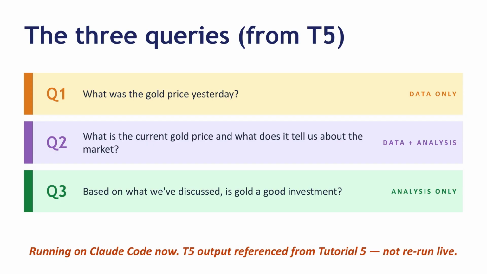Q1 is data only. What was the gold price yesterday? Q2 is data plus analysis. What's the current price, and what does it tell us about the market? Q3 is analysis only, using memory from Q1 and Q2. Based on what we've discussed, is gold a good investment? We're running them on Claude Code now. We won't rerun T5. You've seen T5 in its own tutorial. We'll reference T5's behavior from there.